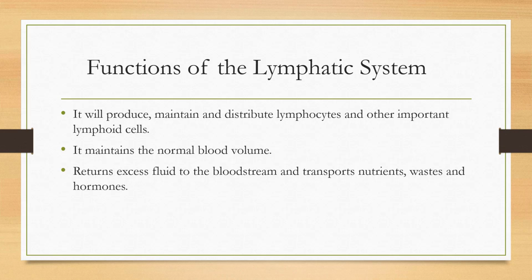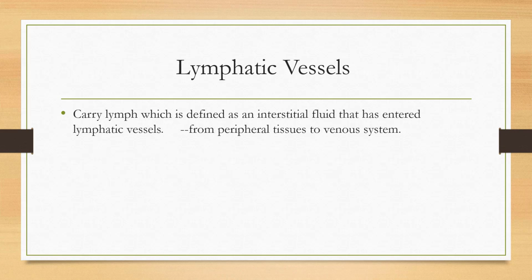So the lymphatic system will produce, maintain, and distribute lymphocytes and other important lymphoid cells. In addition, it's going to help us to maintain our normal blood volume and assist us in returning fluid to the bloodstream and transport nutrients, waste, and also hormones. The lymphatic vessels are going to carry the lymph, which again is that interstitial fluid that has entered the lymphatic vessels from the peripheral tissues to the venous system.